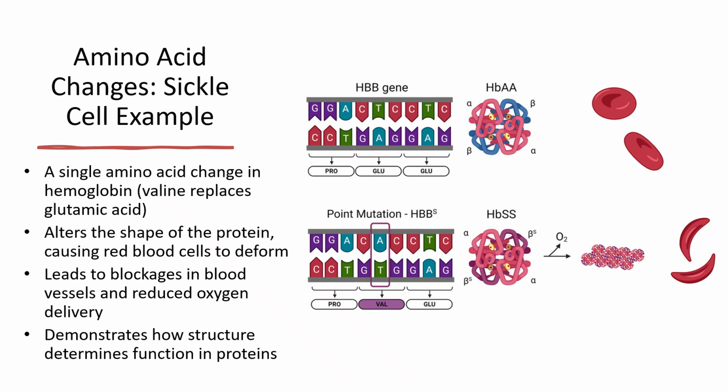Finally, at the quaternary level, those sticky patches cause hemoglobin molecules to stick together. They form long fibers that bend red blood cells into the sickle shape. These cells break apart easily and can clog small blood vessels, leading to serious symptoms. So, one amino acid change at the primary level ripples all the way up, showing how structure and function are deeply connected.